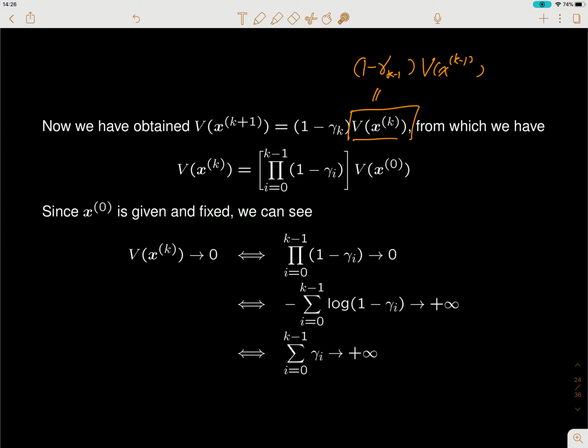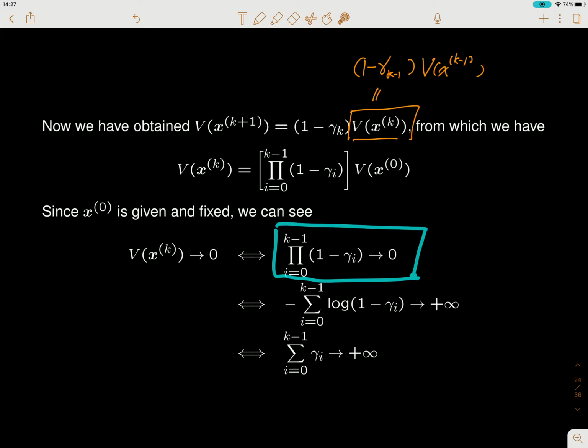As k goes to infinity. Okay, so as I just mentioned, you want to show that this goes to 0, and that is if and only if this goes to 0, right? The necessary and sufficient condition is that this goes to 0.